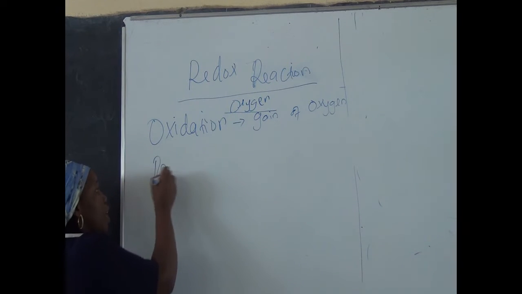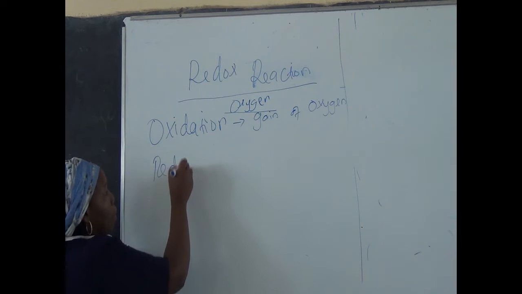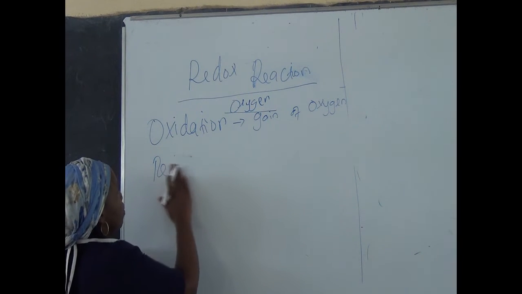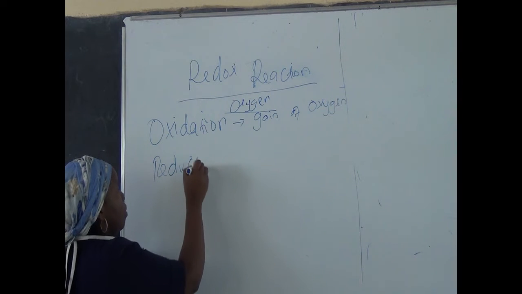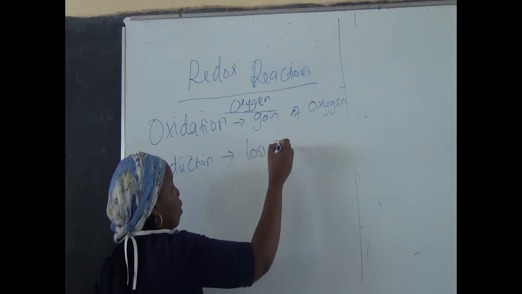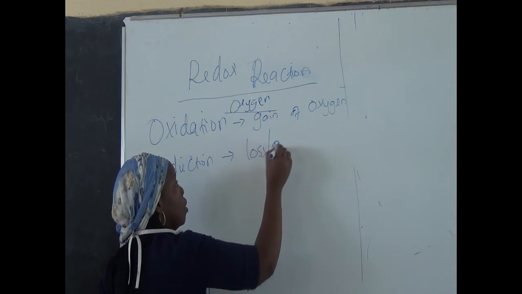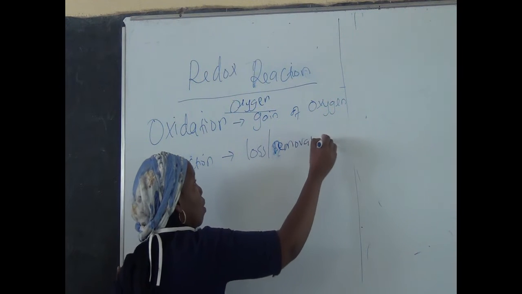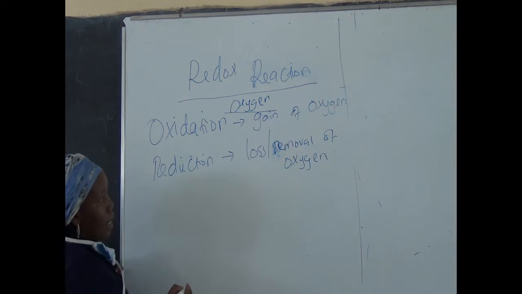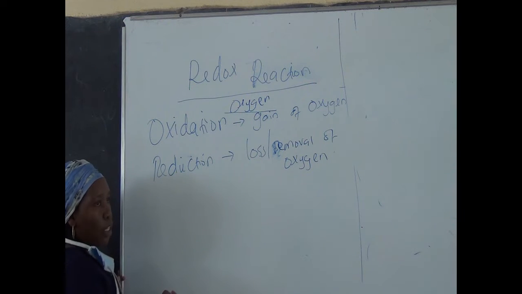What about reduction? Reduction is the loss or removal of oxygen. So let us write a simple equation here for us to see how oxidation is taking place and how reduction is taking place in terms of oxygen.